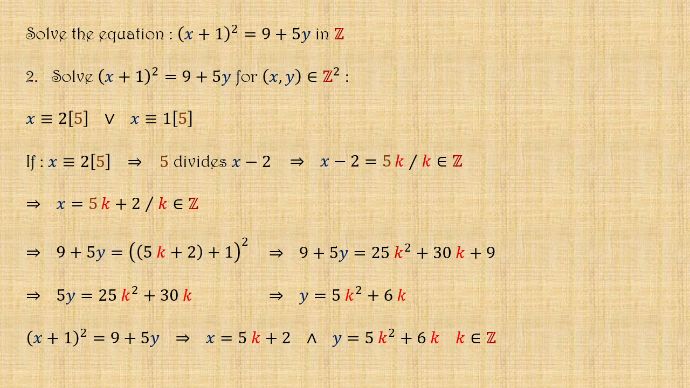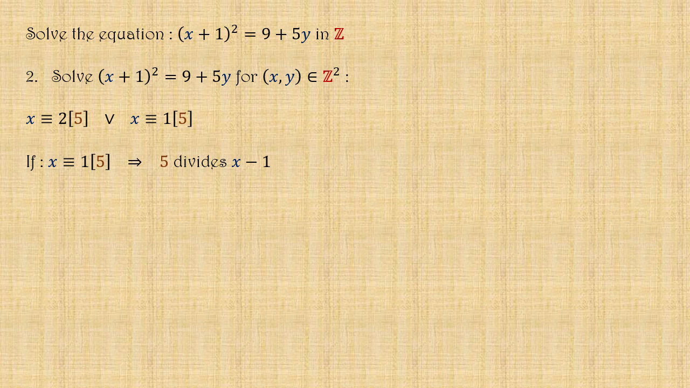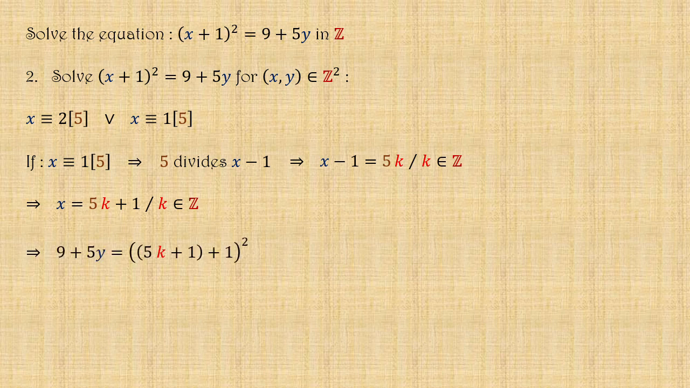We will now check out the second case according to which x would be congruent to 1 modulo 5. So if x is congruent to 1 modulo 5, then x - 1 would be divisible by 5. Which means that x - 1 would be equal to 5k such that k is an integer number. Therefore x would be equal to 5k + 1 such as k is an integer number. And now by replacing this value of x in the equation (x + 1)² = 9 + 5y, we find that 9 + 5y equals (5k + 1 + 1)².